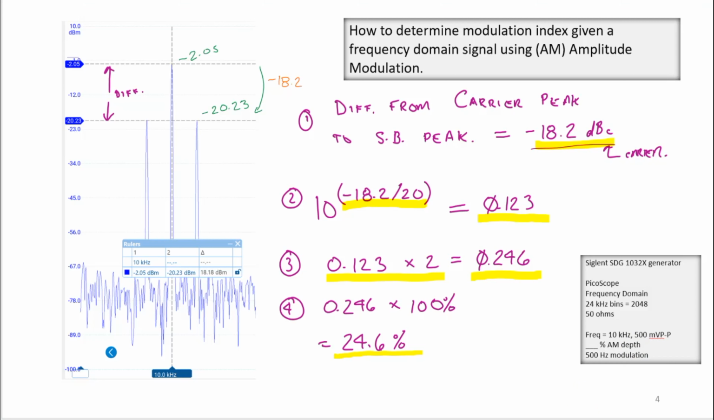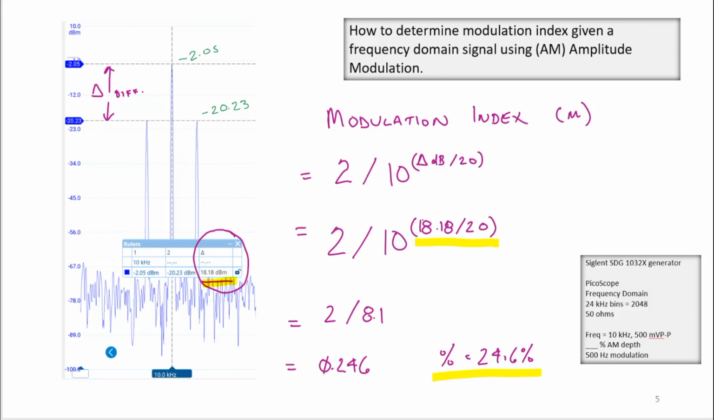But we want to multiply it by 100% so that we can get it in a percent ratio. And so for this particular example, it's 24.6%, which is the modulation index, which is the M. Okay, moving to the next slide.